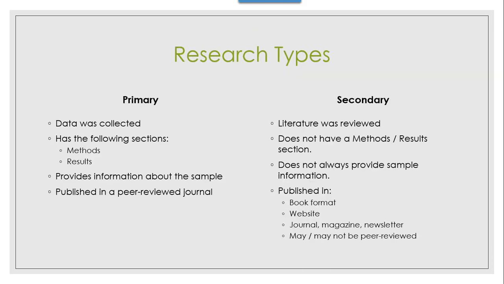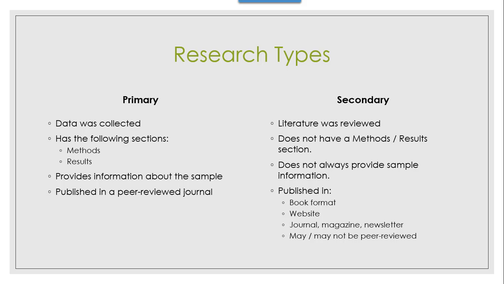So the first thing I want us to talk about is the difference between primary and secondary research. Primary research is research where data was collected. You actually can look at the study and it has a methods and results section. You know who the intervention was done with, and usually those are in peer-reviewed journals. For a peer-reviewed journal, you would look at scholar.google.com, or go into the university's library system and look for peer-reviewed journals. If you want to know if a journal is good or not, do a Google search on that journal and find out things about impact factor and what the purpose is.